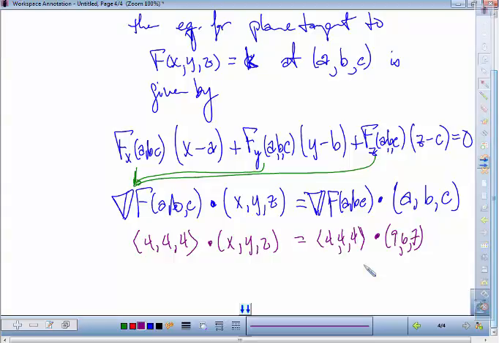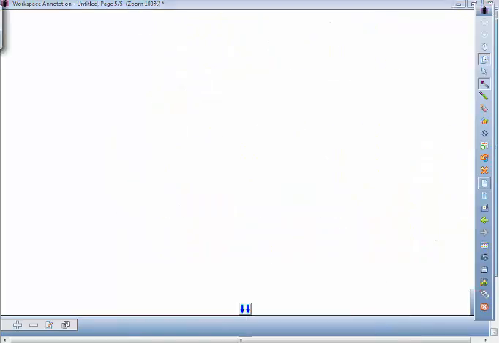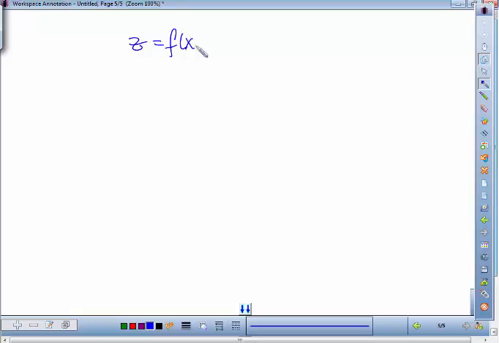All right, now. You guys ready for this one? This is kind of exciting. So, z is equal to f of x, y is also a surface.